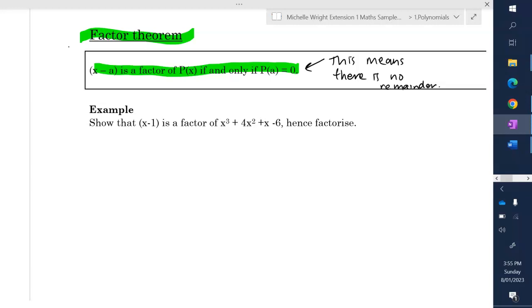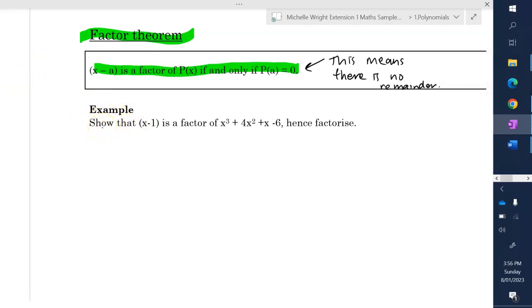So we can check if some function is a factor of a polynomial by popping in, in this case, x minus a. If we're checking that's a factor, we're going to pop a into our polynomial. If that is equal to 0, then we know there's no remainder, and yet there is a factor. So let's test our first example.